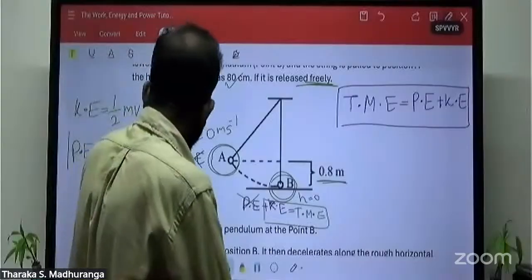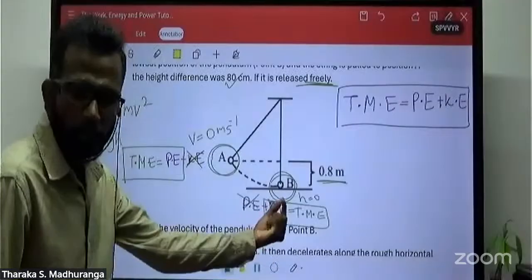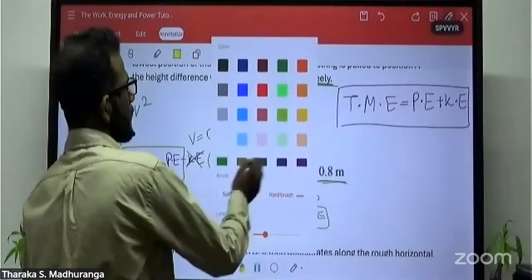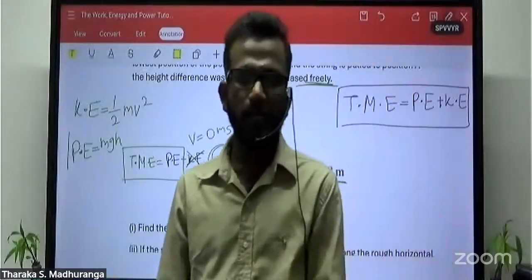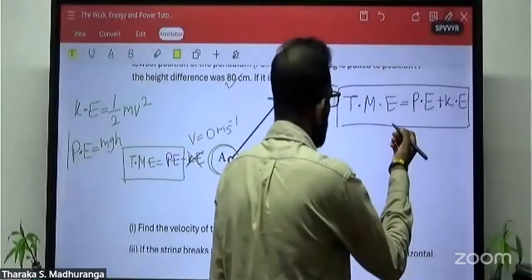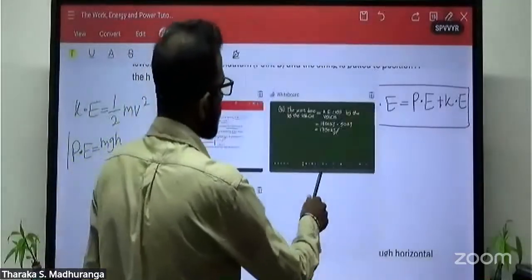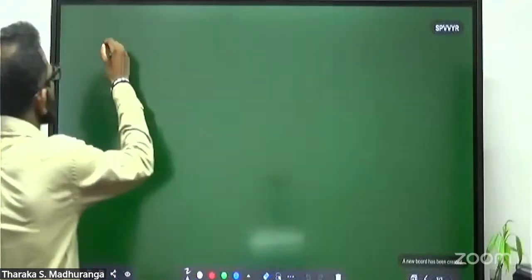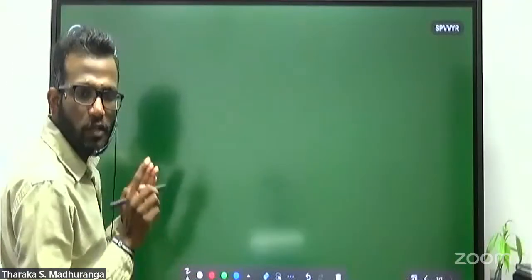Okay, then find the velocity of the pendulum at the point B. At the point B, very simple. Now you can use the mechanical energy conservation law. According to the mechanical energy conservation law, the A point, go to the green board. Question number 1, 8, part 1.